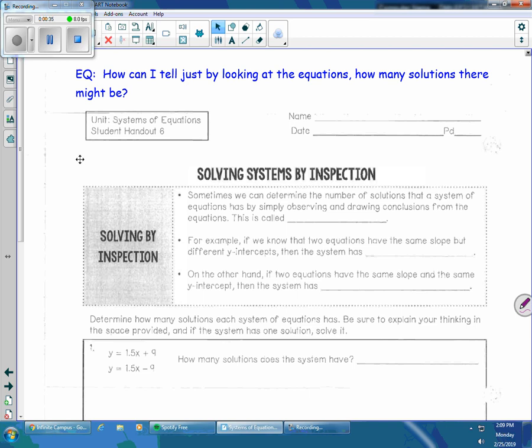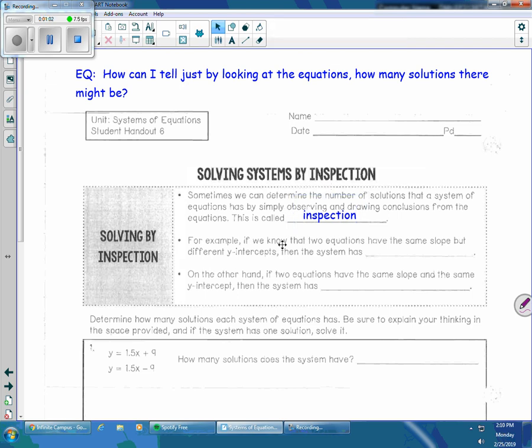So we've talked about this some in class, but I wanted to make sure that you got some notes and some actual direct instruction on this. We've got some fill-in notes here. Sometimes we can determine the number of solutions that a system of equations has by observing and drawing conclusions from the equations. This is called inspection. So I'm inspecting the equations and I'm drawing conclusions based on what I'm seeing.